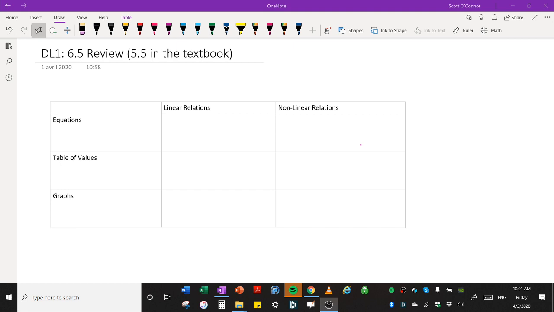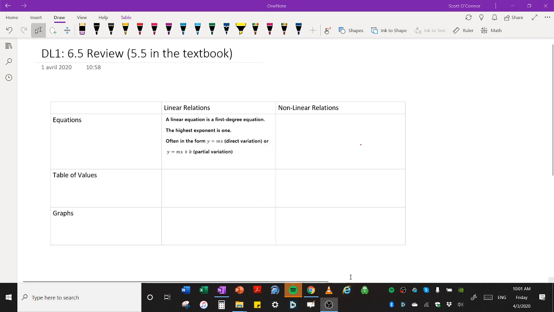If an equation is representing a linear relation, then that would mean the equation is a first degree equation and the highest exponent is 1. When we learn about the degree of an equation, it's based on what is the highest exponent in the equation. So a linear relation is always a first degree equation. And it's often in the form y equals mx or y equals mx plus b, but it can be in many other forms as well. As long as it's a first degree equation, we consider it linear, or we can know that it is linear.